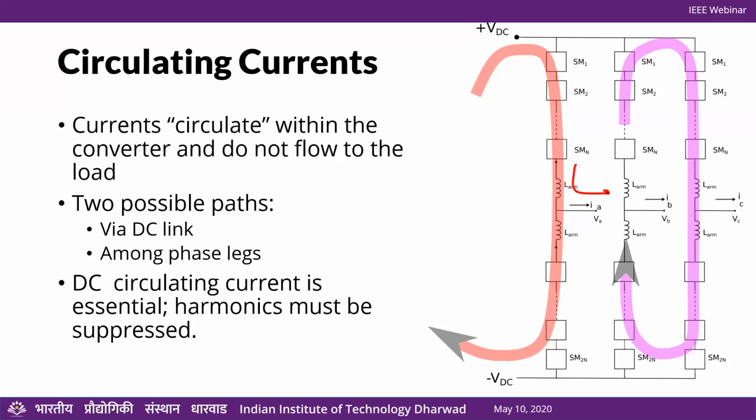But there is another possible path, and that is among phase legs. So there could be a current that flows from one arm through the other arm and back. And that's essentially because there's a voltage source here, there's a voltage source here, there's a voltage source here, a voltage source here, right? So essentially they can set up a voltage in this loop, which can cause this current to flow. So I already mentioned that the DC circulating current, which is this path that is shown, is essential. We cannot manage without it, because if it goes to zero, then all the capacitors will discharge and the topology stops working. But all these other harmonics and all these circulating currents between arms must be suppressed.